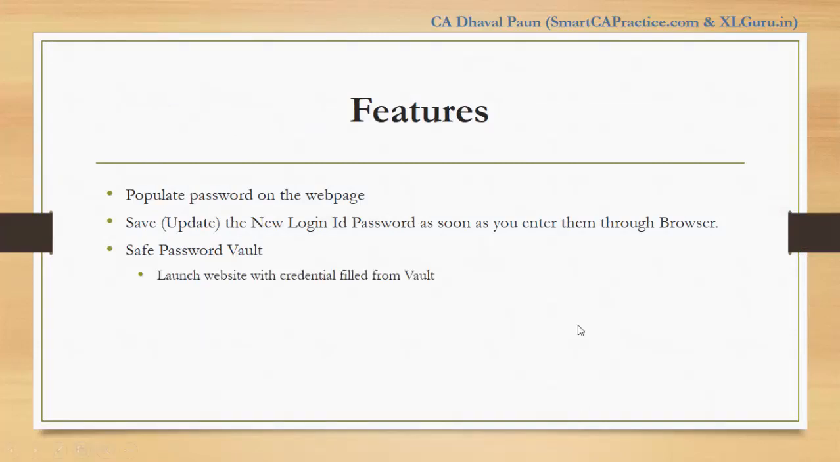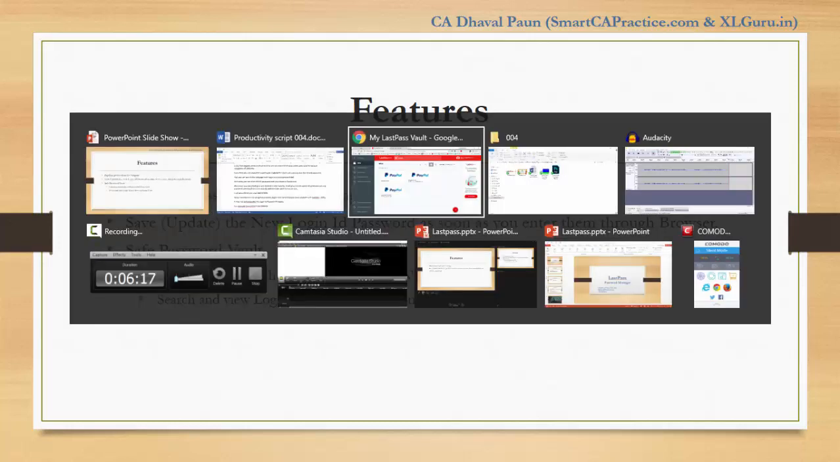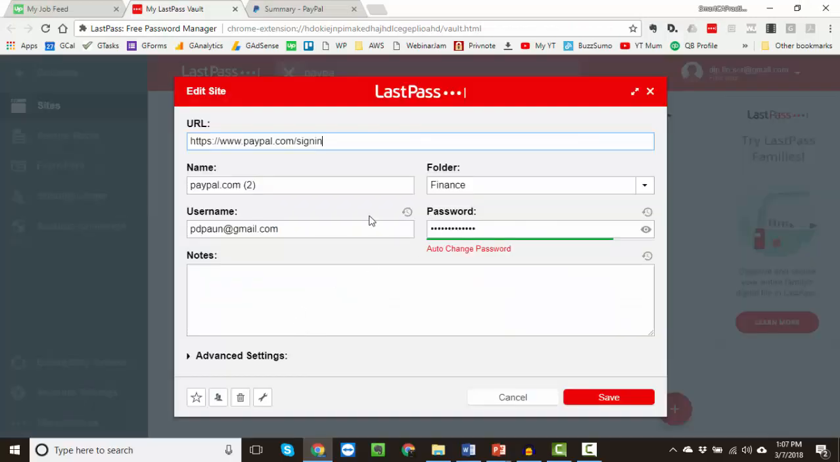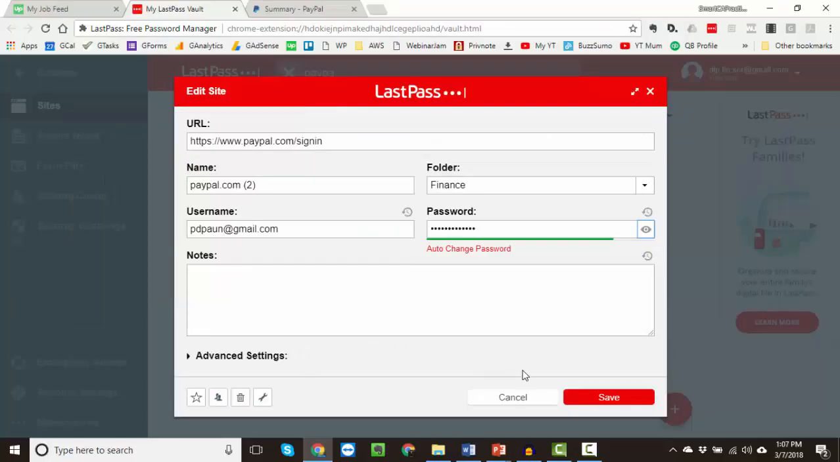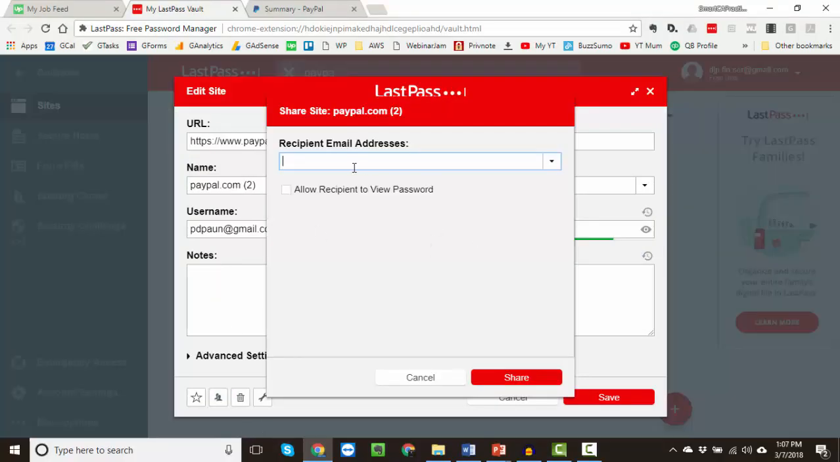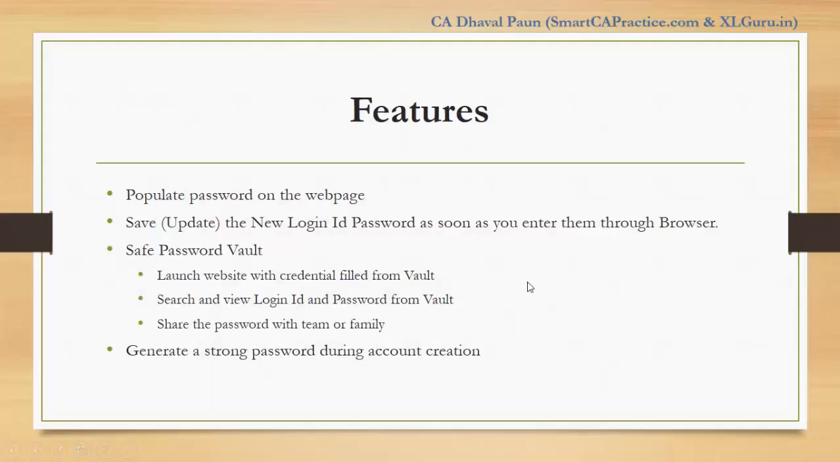So within the vault, you can launch the website with credentials filled from the vault. You can search and view the login ID and password from the vault. So you can go to edit and it will have the options where you can see your IDs and passwords. And the last thing it does is it allows you to share the password with your team or family. So you can share it with any of your team members or family if you want. Also, when you are creating a new account on any website, it will give you an option to generate a strong password which will be automatically added to the vault for future use.